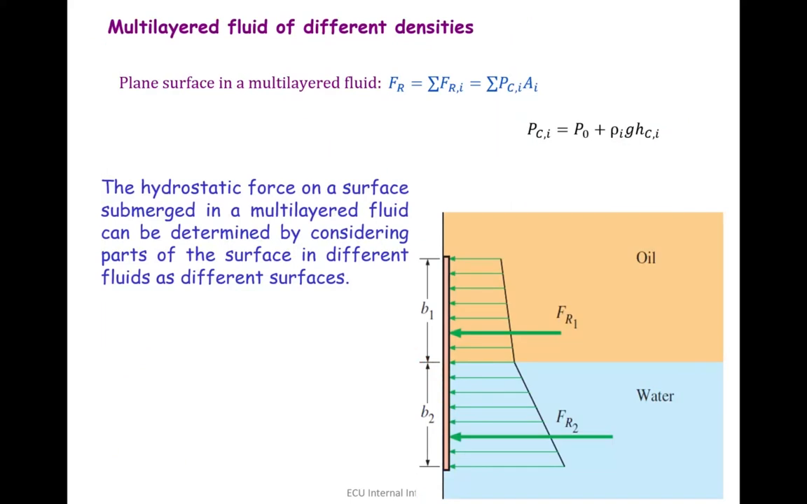If we have multiple layers of fluids, obviously when we want to estimate the vertical force on a plate, in this case for example, we need to estimate the force due to oil and also the force due to the lower part, which is Fr2, another water, and then the sum of these two would be the vertical force acting on that.